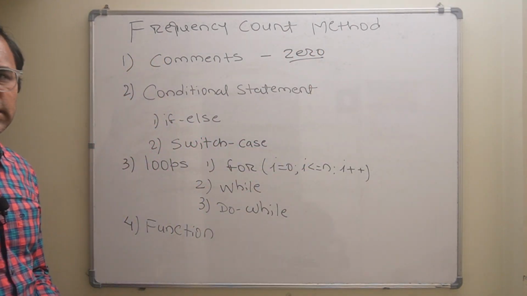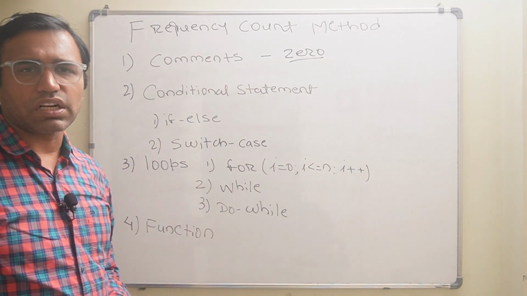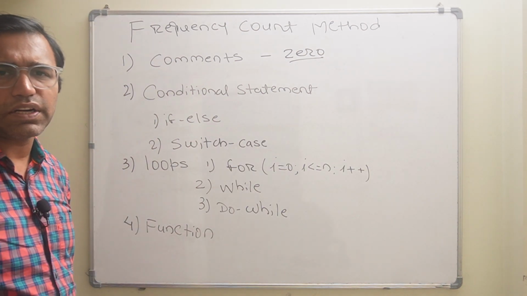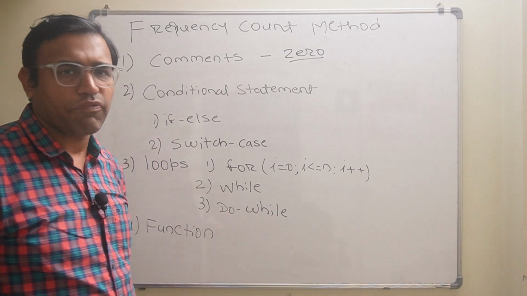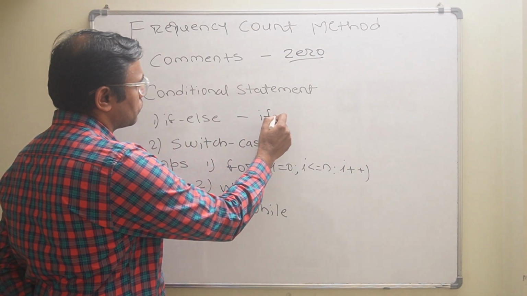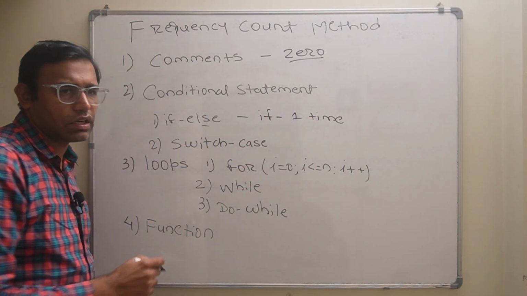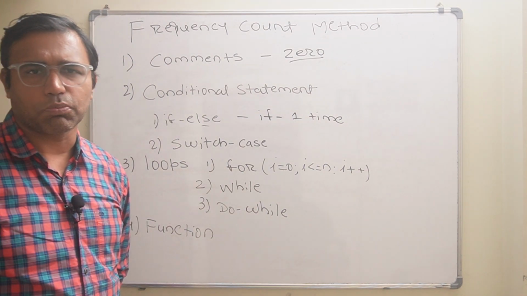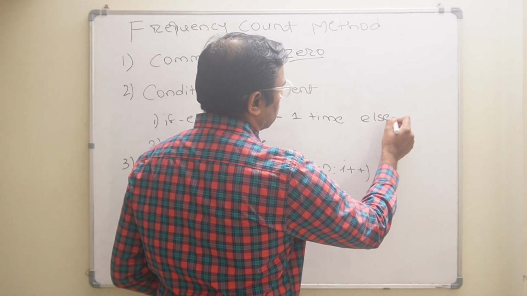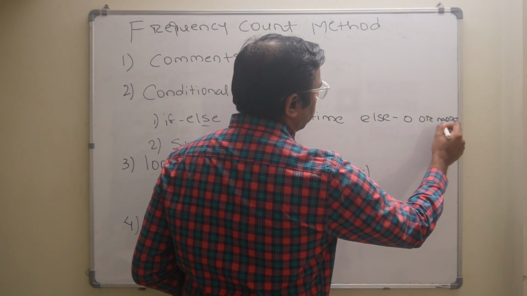And then conditional statements. So what is a conditional statement? Conditional statements are executed when a certain condition is satisfied. So there are mainly two conditional statements, if else and switch case. Now in case of if else, the if is always executed one time, and then the else statement is executed 0 or more times. So this is how if else works. Else can be executed 0 or 1 times, you can say.